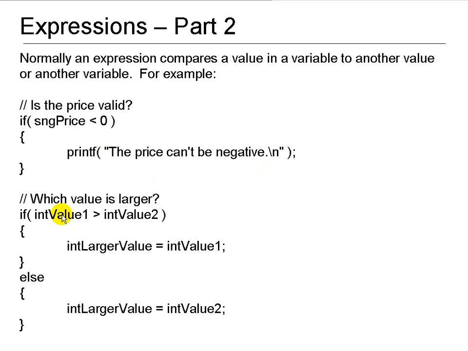Or you can compare two variables. So it says if intValue1 is greater than intValue2, then the larger value equals intValue1, else we know that value 2 must be greater than or equal to, and therefore the larger value is equal to intValue2, and it's in an if statement. So when we're done with this if block, largeValue will be equal to one of those two values.